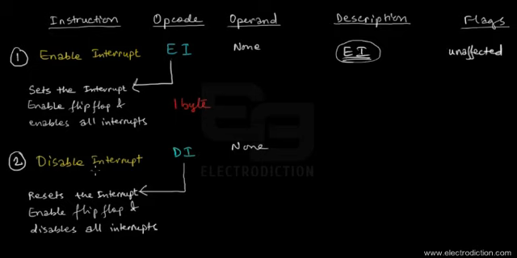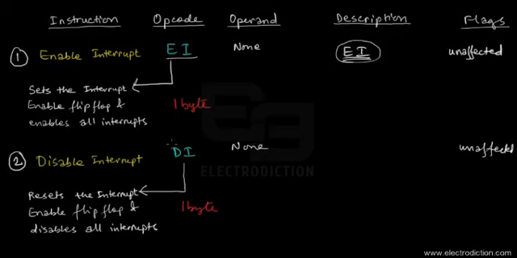Next we move on to instruction number 2, the DI instruction, which means disable interrupt. It performs in the exact opposite way in which the EI instruction works. It resets the interrupt enable flip-flop on the 8085, and thereby disables all the interrupt facilities. This DI instruction is also a single byte instruction like the EI, and the flags remain unaffected under the use of this DI instruction.